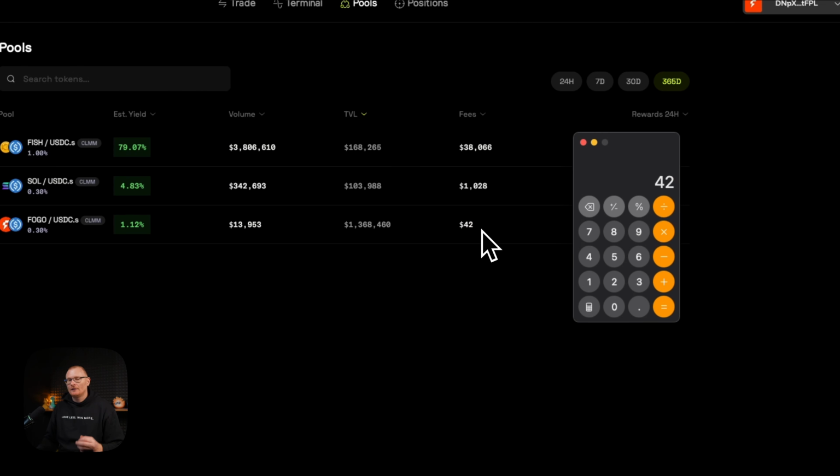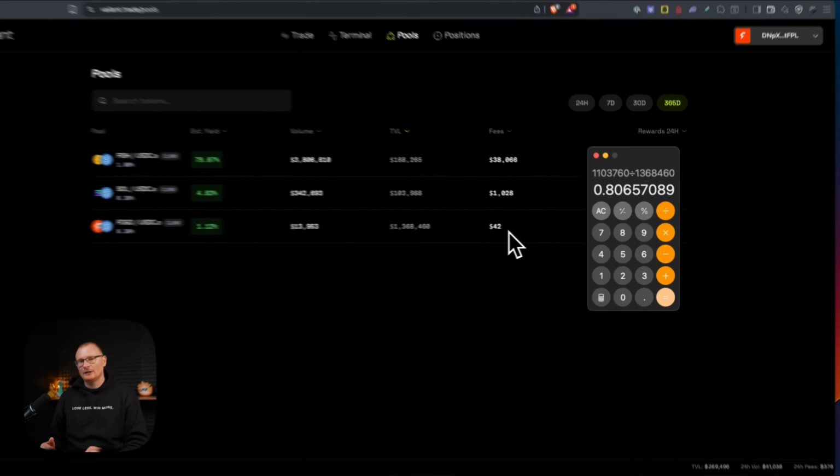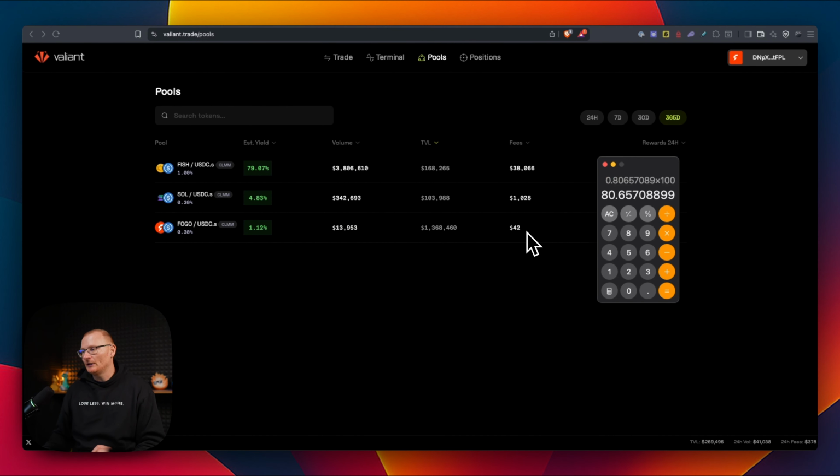So there's 20 times 3 is 1 hour. So you times that by 3, and then you times that by 24. And that's what it's doing in terms of fees per day. Times that by 365. You can use your AI tools as well to help you. And that is generating $1.1 million in fees per year. That divided by TVL gives us a percentage. We times that by 100. And essentially, this is earning 80% right now per year.